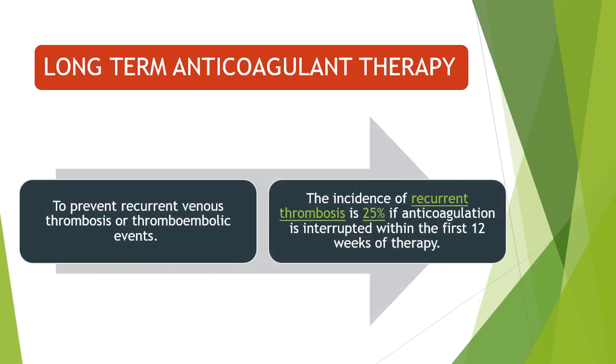Now let's discuss how long-term anticoagulation therapy can be an option for these patients. We know from the literature that the incidence of recurrent thrombosis is 25% if anticoagulation is interrupted within the first 12 weeks of therapy. Now a question arises that if this is the case, then long-term anticoagulation therapy should be suitable for every patient, but that is not the case. So it should be done individually in every patient after assessing their risk-benefit ratio, their bleeding risk, their recurrence risk, the risk factor profile, and so on. The goal is to prevent recurrent venous thrombosis or thromboembolic events.